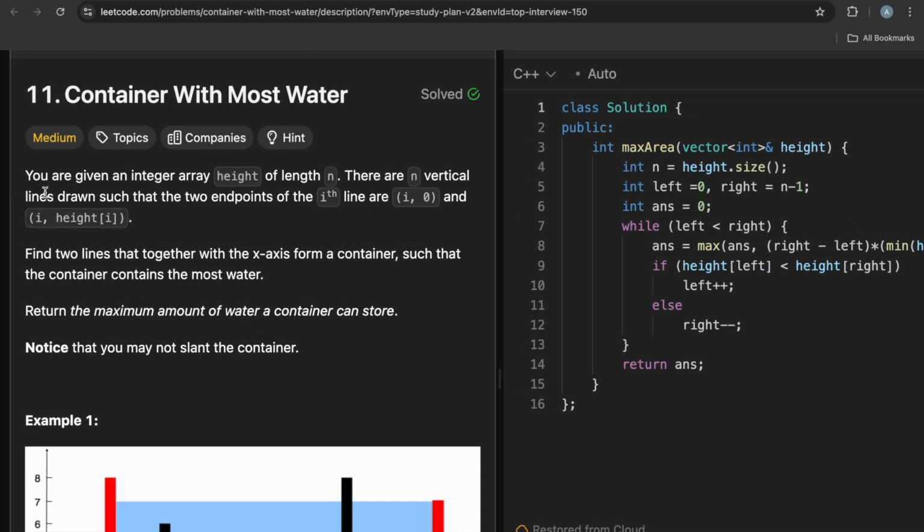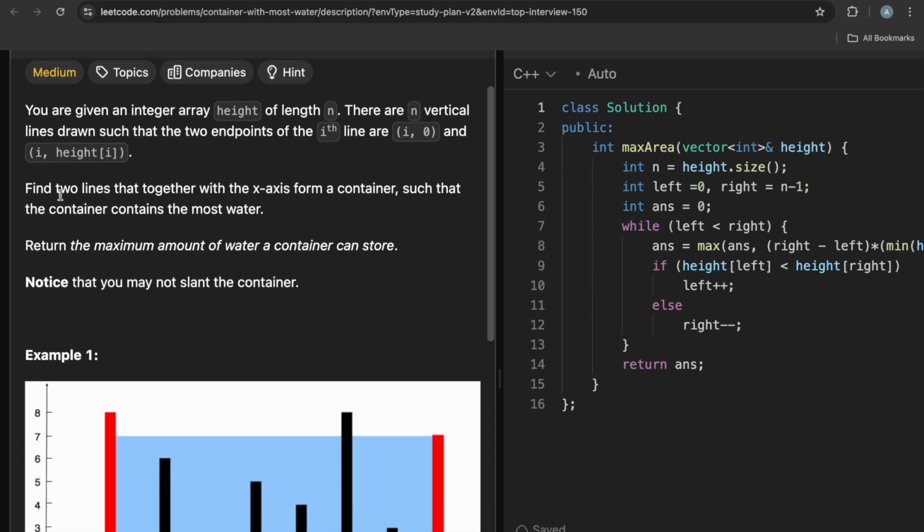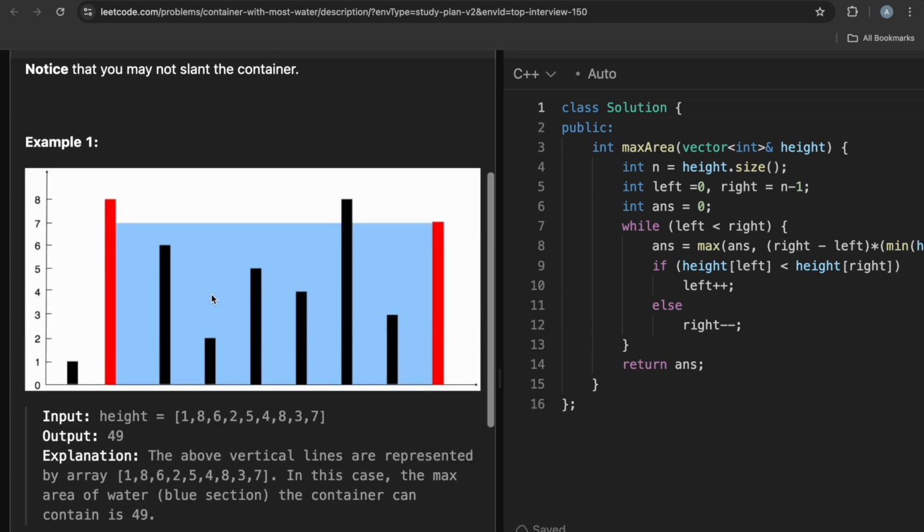So the question states that you are given an integer array height of length n. There are n vertical lines drawn such that the two endpoints of the ith line are (i, 0) and (i, height[i]). Find two lines that together with the x-axis form a container, such that the container contains the most water. Return the maximum amount of water a container can store. Notice that you may not slant the container. So this is the array which is given.